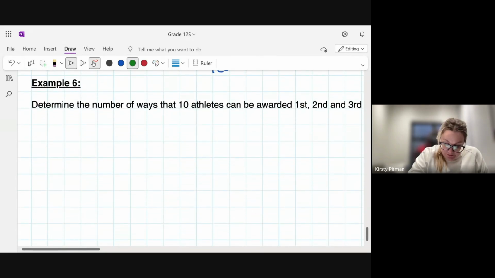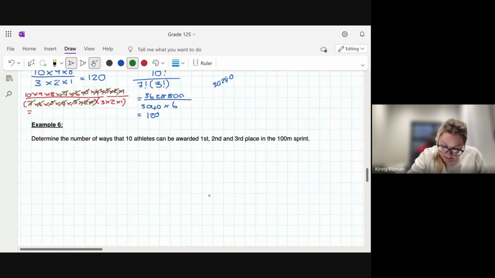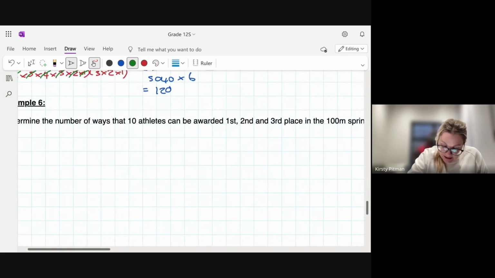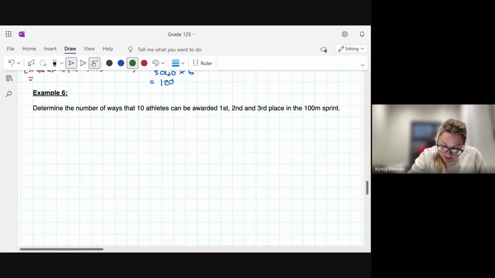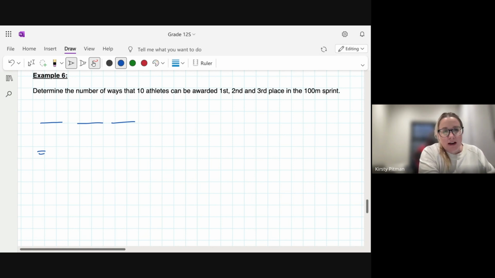So let's look at this one. Determine the number of ways that 10 athletes can be awarded first, second, and third place in the 100-meter sprint. So again, a little bit of maths lit here, trying to work out the numbers. This one is not actually as hard as what you think it is. There's only 3 options here. There's 1, 2, 3 options. Go give it a try for me.